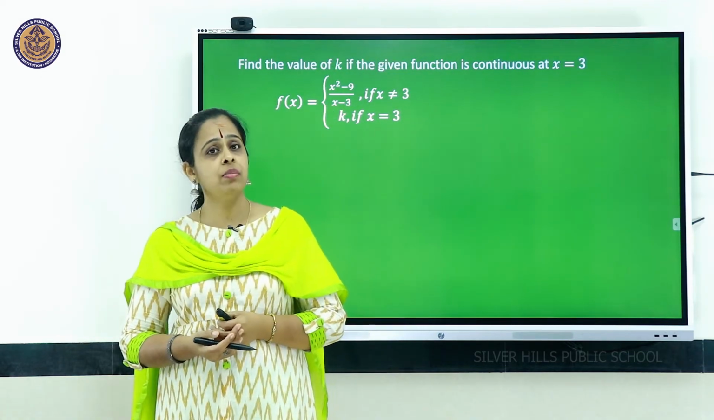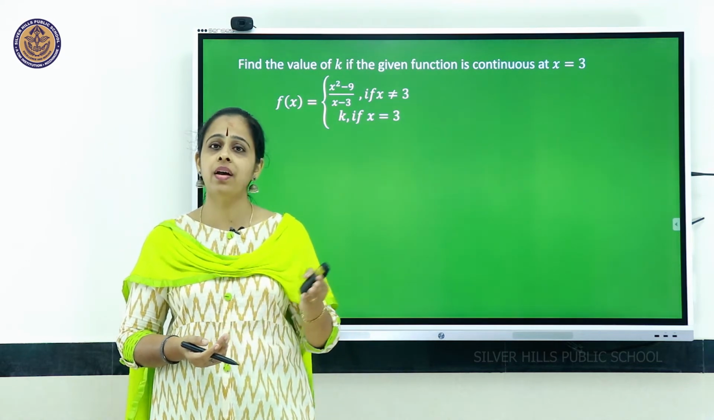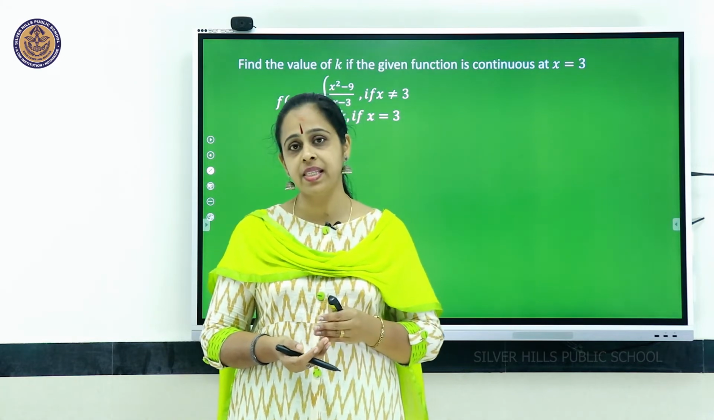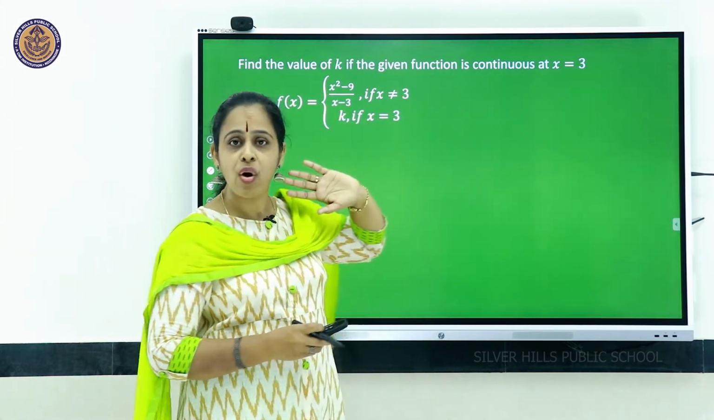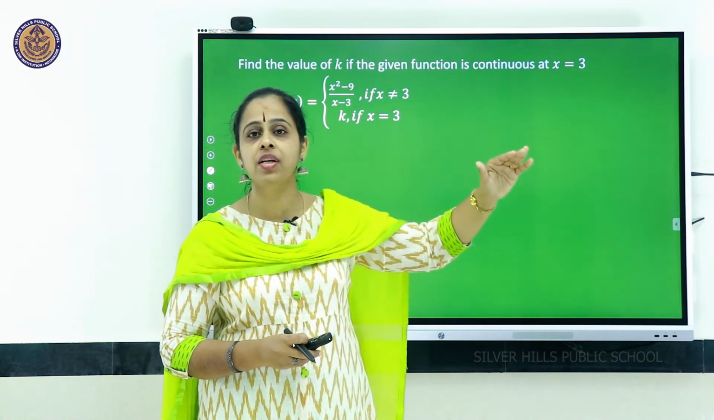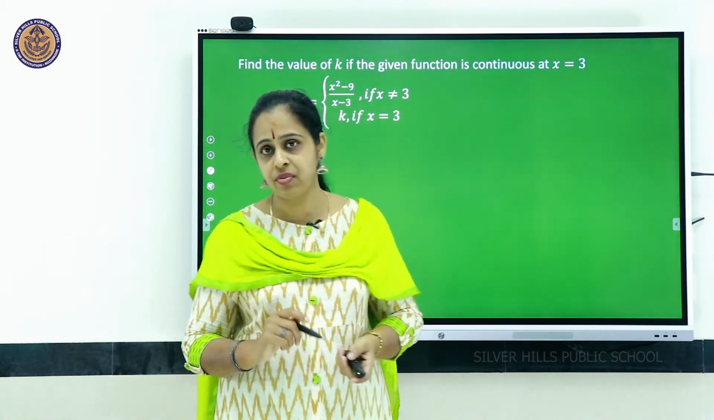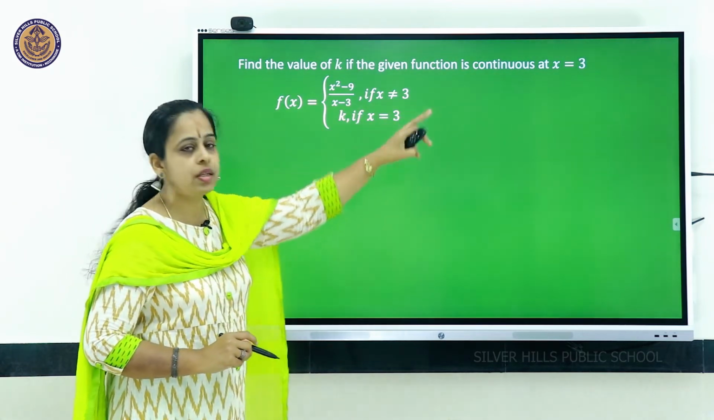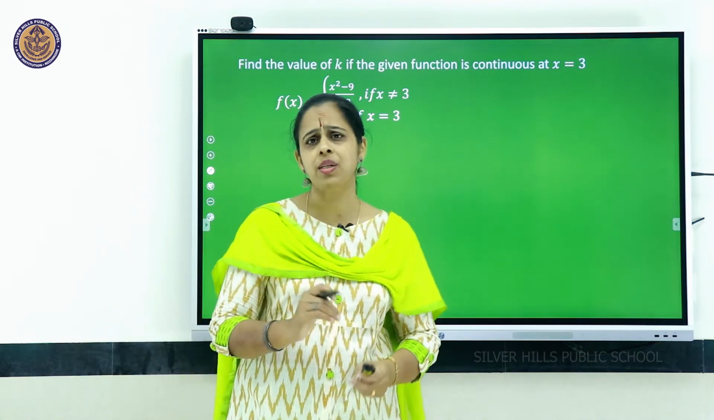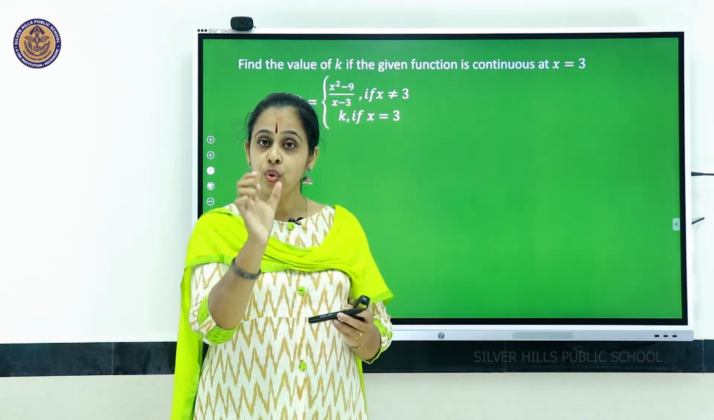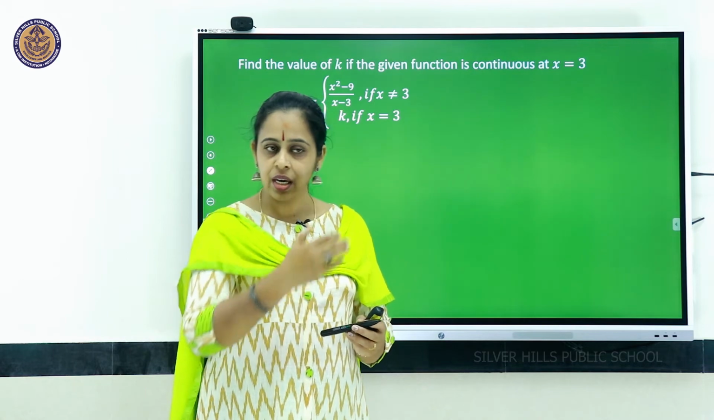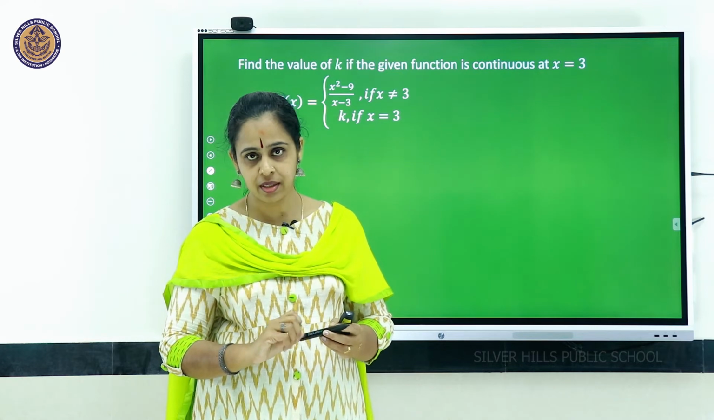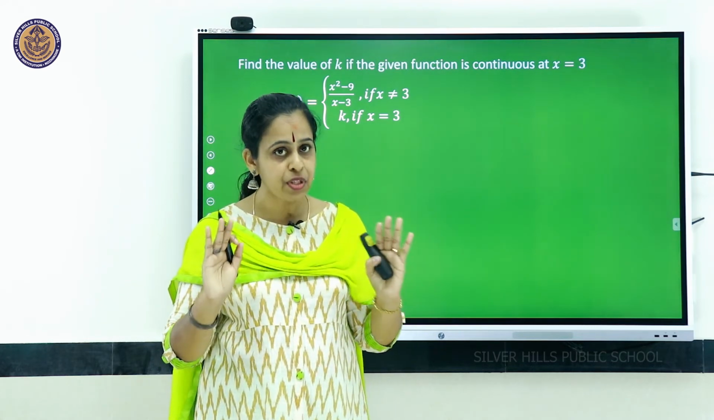Till now we did the sums in which we had to prove whether the function is continuous or discontinuous. There is one more type in which we find the value of the constant given that the function is continuous at the indicated values. Here, find the value of k given the function is continuous at x equal to 3. What does it mean? When you take the value x equal to 3 and come through the left side or the right side, the three of them are unique. Okay, so that is given to you.